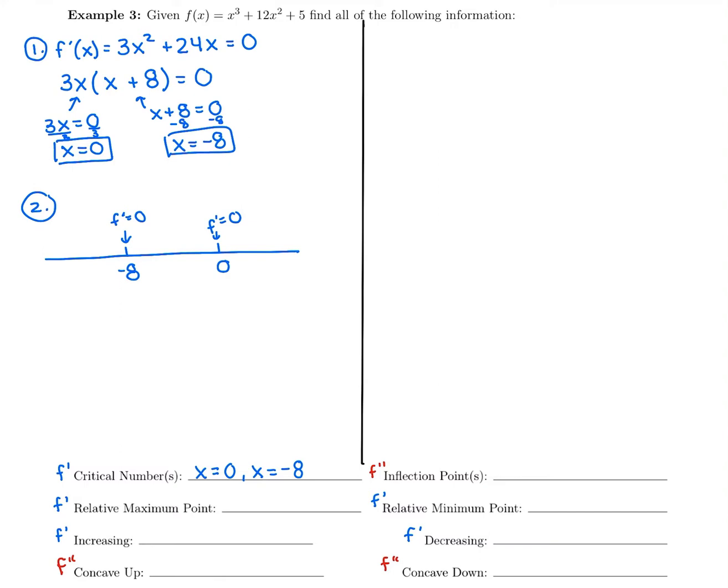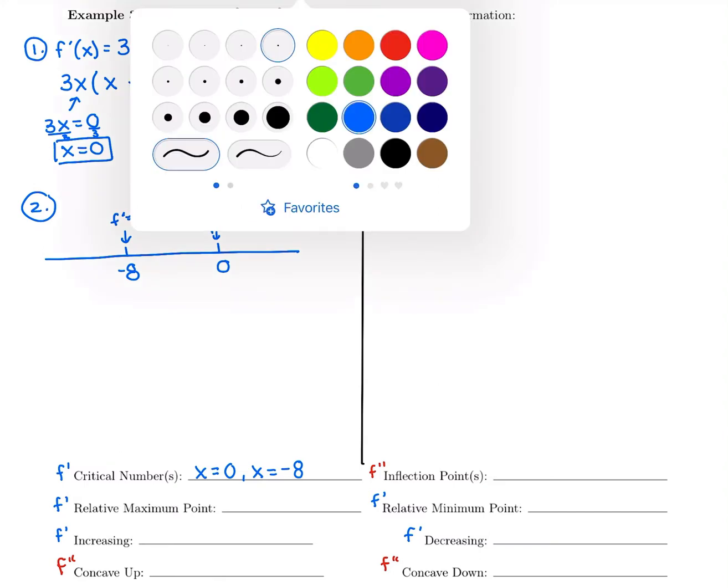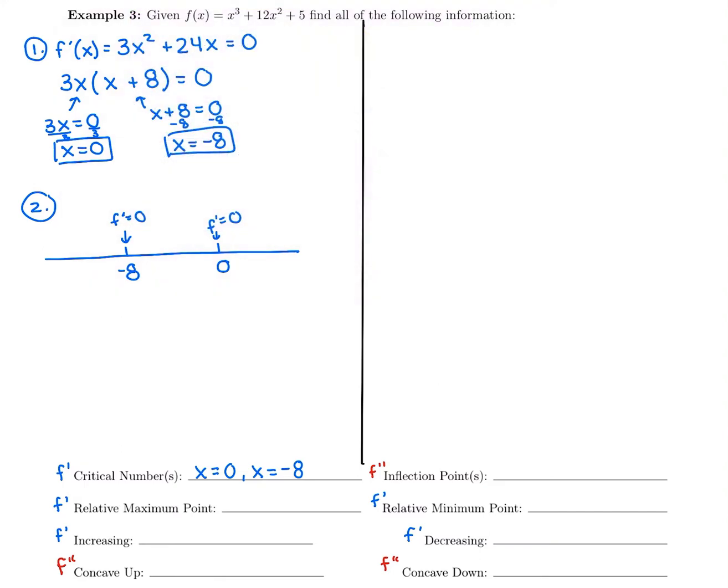I can choose any number to the left and right of these. So to the left of negative 8, I could plug in negative 10 into the derivative. So 3 times negative 10 is going to give me a negative. Negative 10 plus 8 is going to be a negative. So 2 negatives are going to multiply to be a positive. So this function starts off as increasing.